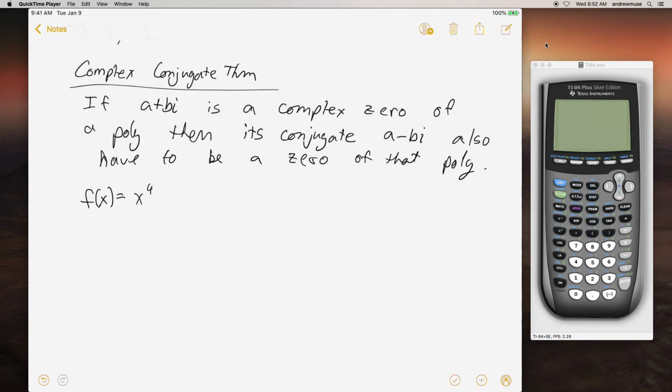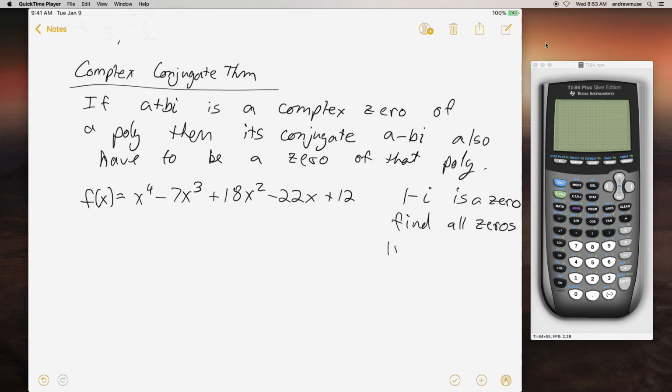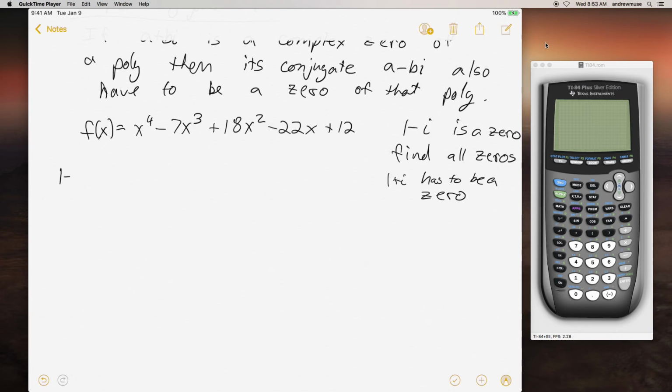So let's say I have this polynomial, and 1 minus i is a 0. And we want to find all zeros. Well, if 1 minus i is a 0, what also has to be a 0? Its conjugate, 1 plus i, has to be a 0. Okay, so now I have two zeros. So I showed you last time that you can do synthetic division with complex numbers. So let's do that to simplify it down.